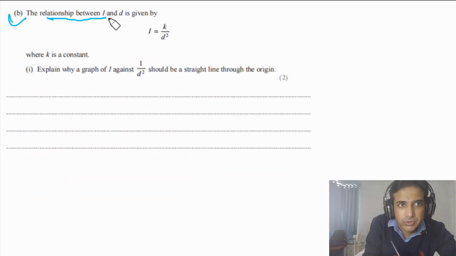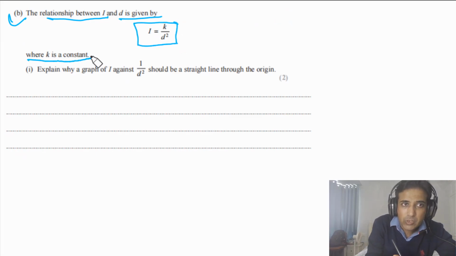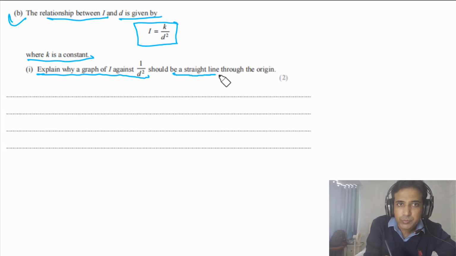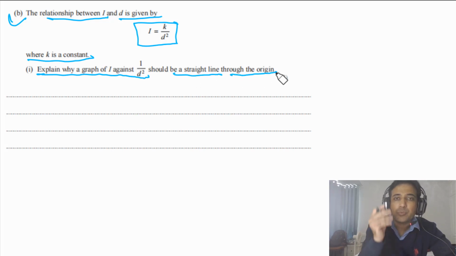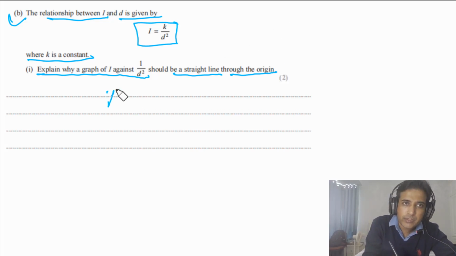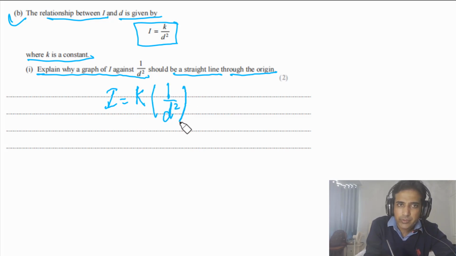Part B says the relationship between I and d is given by this equation, where k is a constant. Explain why a graph of I against 1 over d squared should be a straight line through the origin. Pretty straightforward question. Simply we need to write down I is equal to k times 1 over d squared. You can rearrange this a little. Now we need to compare this with the straight line equation. We can say y is equal to mx plus c. So we can write 0 here as well.